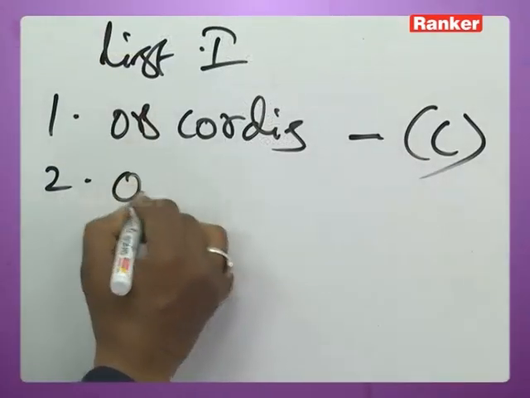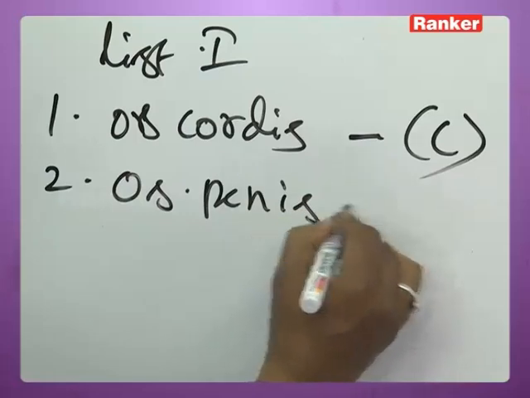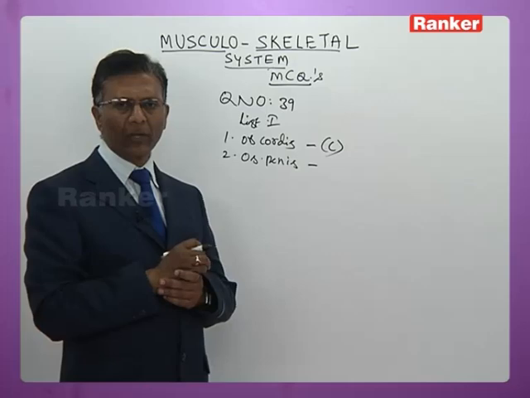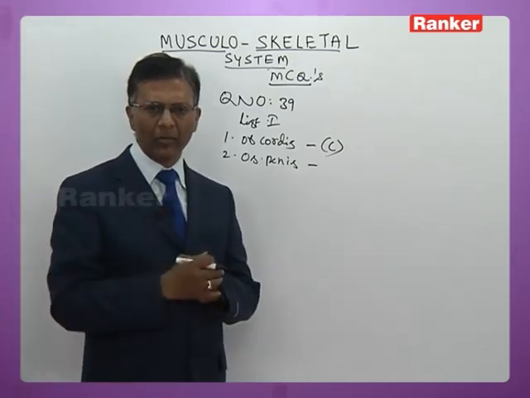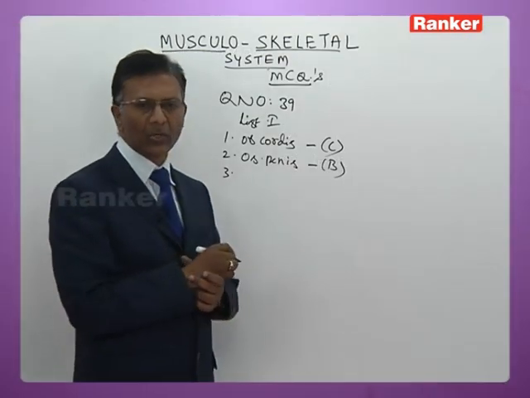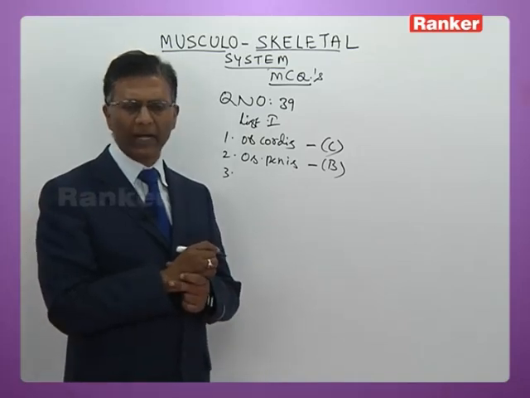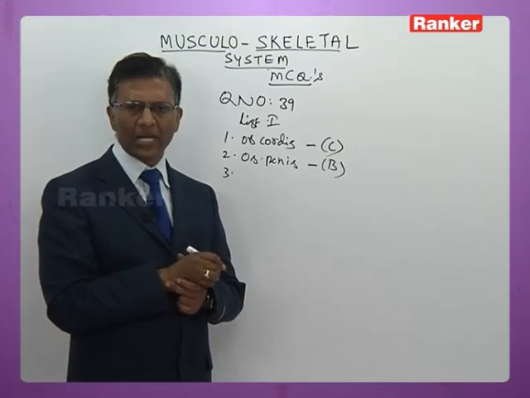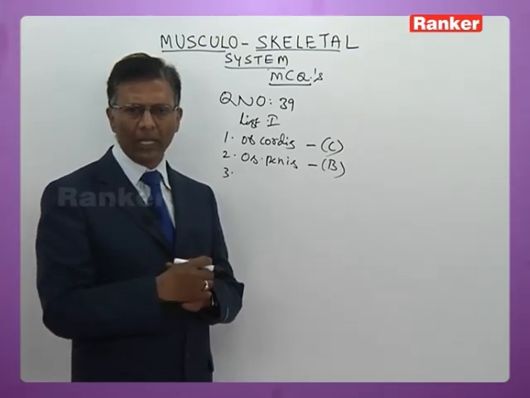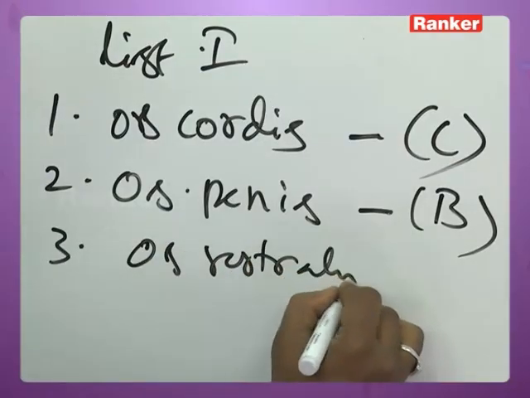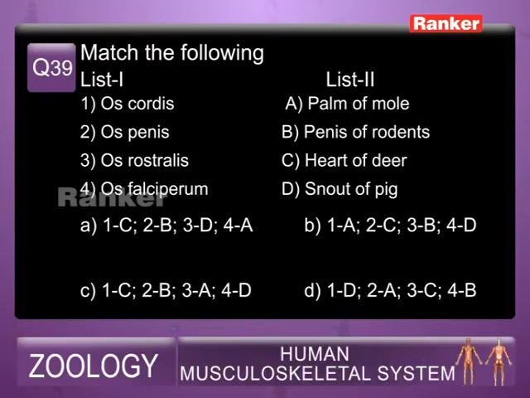Next is os penis. Os penis is the ossified penis found in rodents and dogs and so on. So second one, B, is the correct answer. And third one, when you take os rostralis, that is the rostrum is completely ossified. It is also a modified visceral bone where the rostrum is ossified. Os rostralis is present in the snout of the pig. So the answer is D, that is that of pig here now.